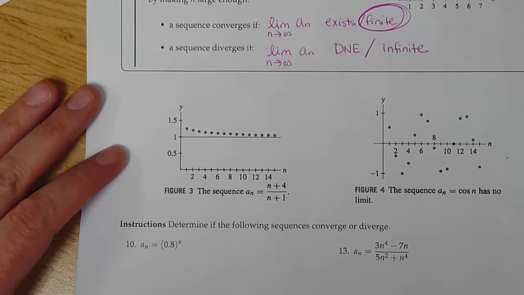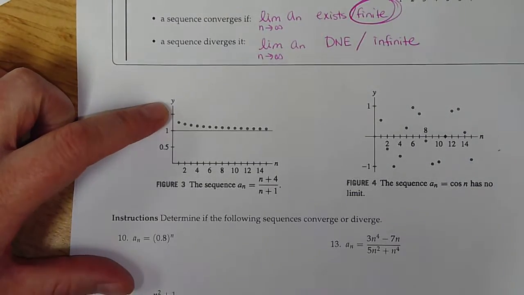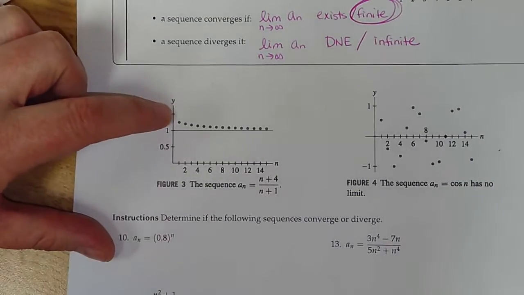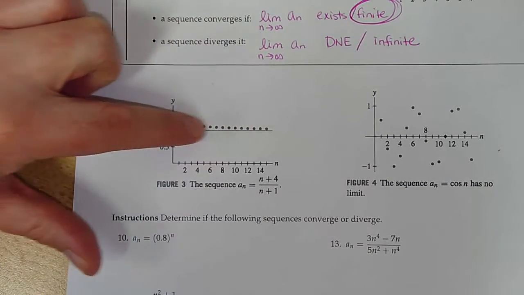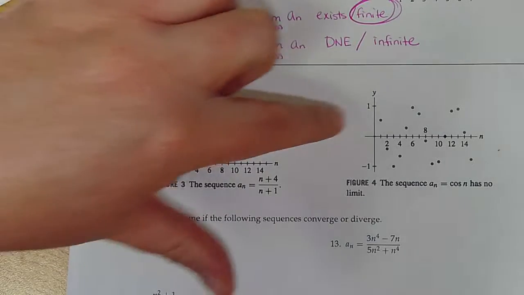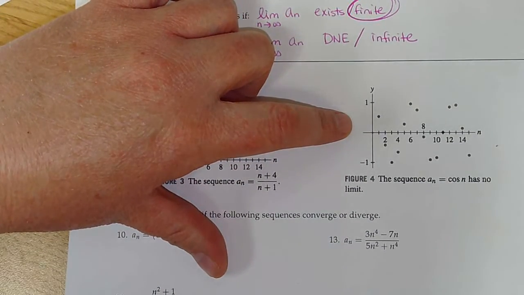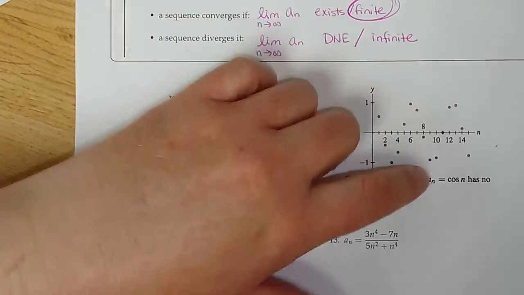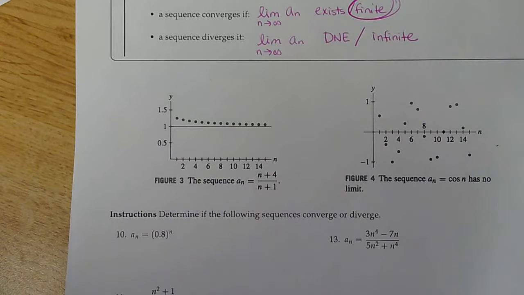So two examples for you here. Here is the sequence n plus 4 over n plus 1. We can see a bunch of these dots have been plotted, and it seems like this is settling down to a value of 1. In this figure here, the sequence cosine of n has been plotted, and you can see all the dots moving around to make our up and down motion for cosine, but it doesn't ever appear that it's settling down to one value. So this sequence is going to diverge.